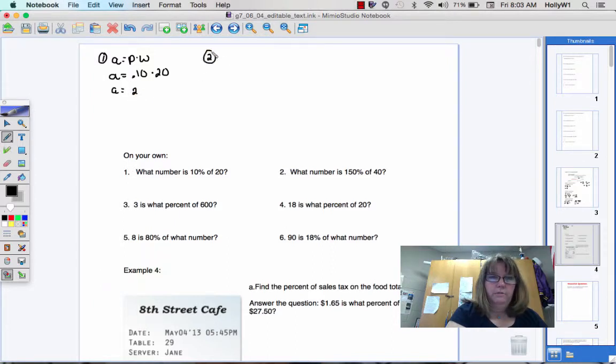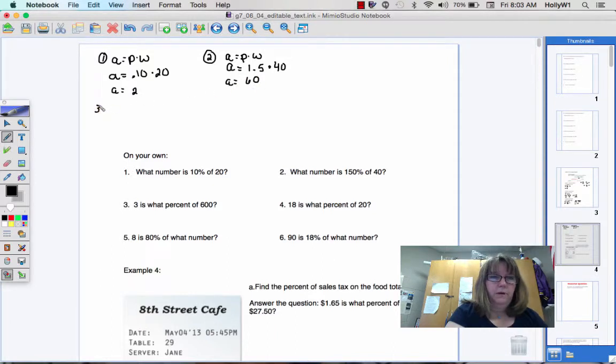And number 2, we have A, the part, is equal to the percent times the whole. Remember, this P is percent, not part. A is part. So what number is? So that is our variable. We're looking for the part. 150, if I convert 150%, I convert that to 1.5 times 40. So the part is equal to 60.